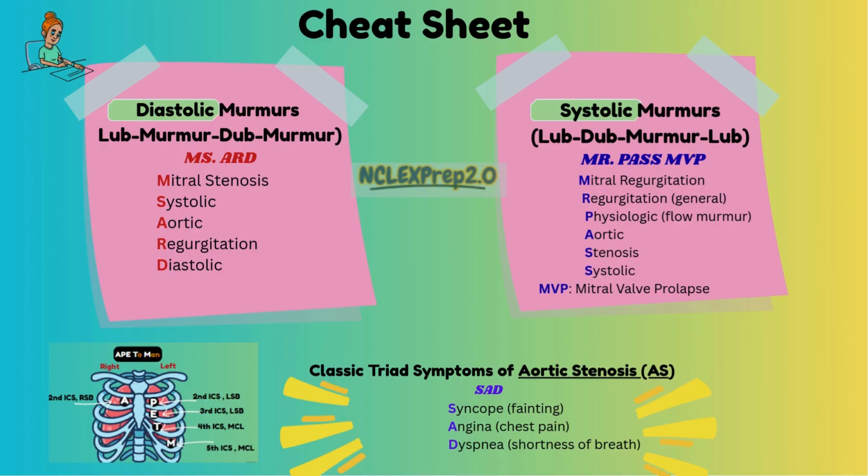Aortic stenosis is SAD. SAD helps recall the classic triad symptoms in aortic stenosis, which include syncopal episodes, angina or chest pain, and difficulty breathing.